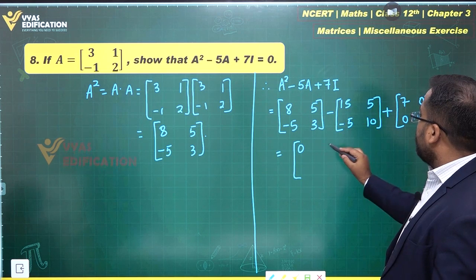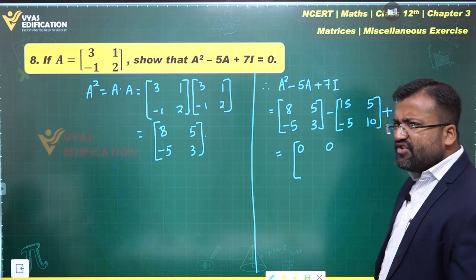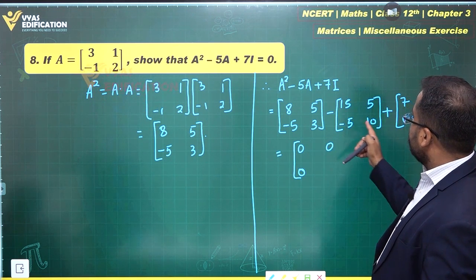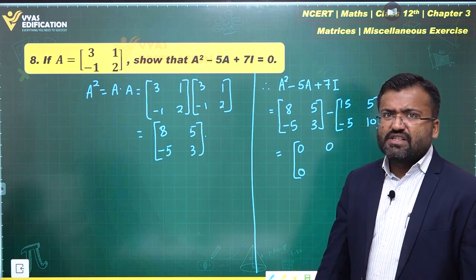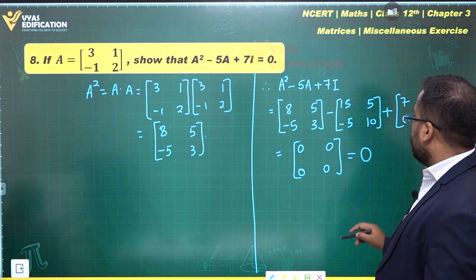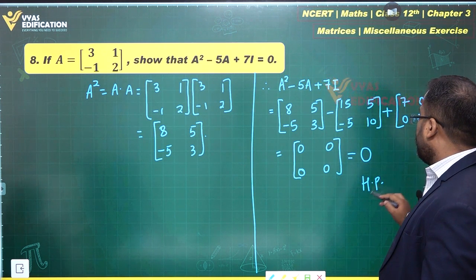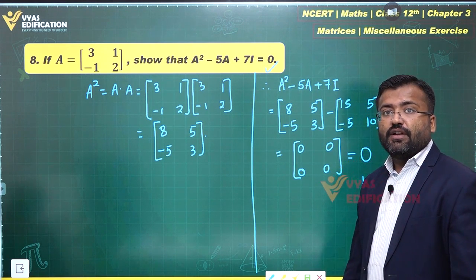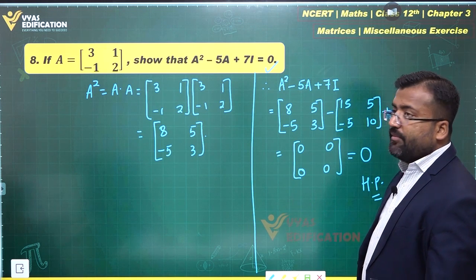Okay, 5 minus 5 is 0. Minus 5, minus of minus 5 would become minus 5 plus 5, which is 0. 3 minus 10 plus 7: 3 plus 7, 10, minus 10 is 0. Yes, this is equal to the 0 matrix, and this is what we wanted to prove. That's the proof of this result over here, right? This is a complete proof. Yeah, that's a complete solution of this question.